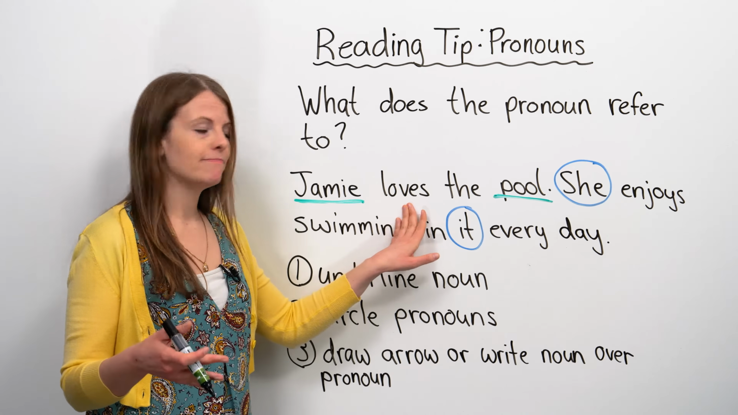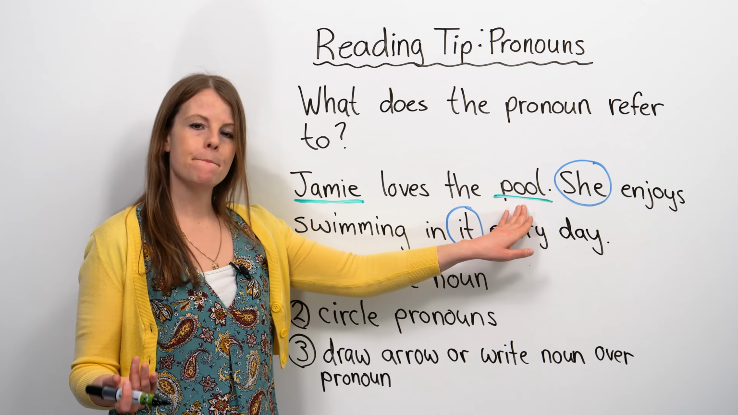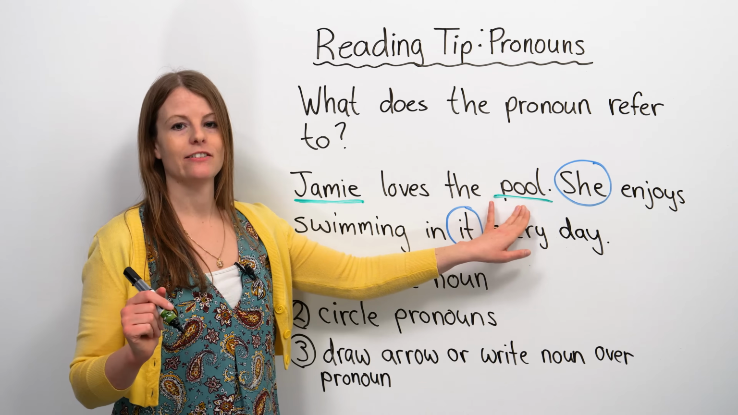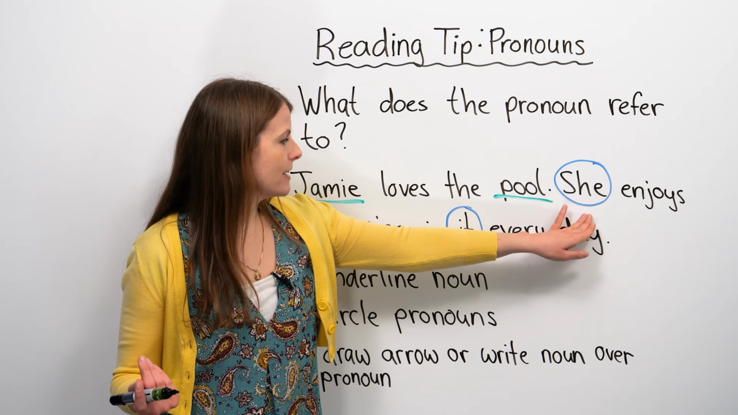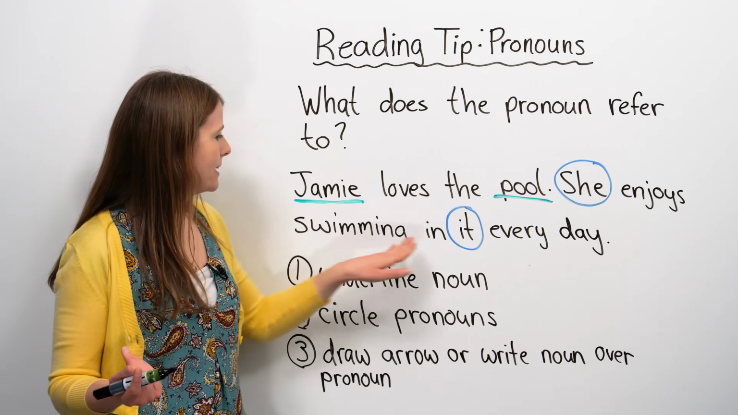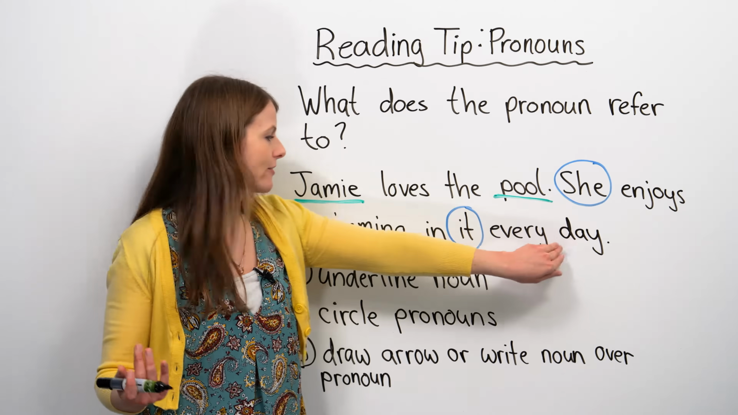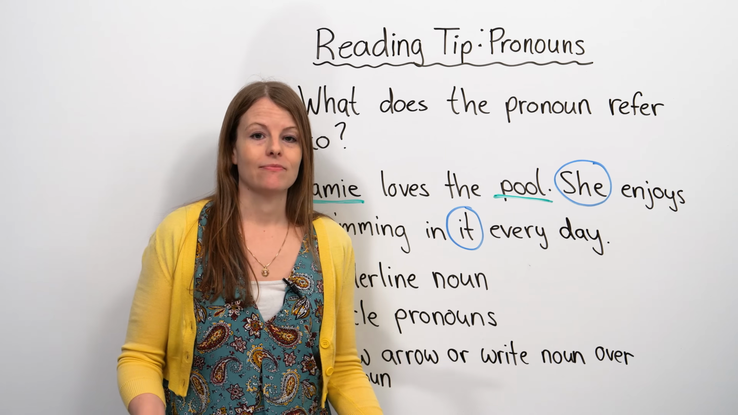Loves is a verb. The is an article. Pool. Pool is a place. So I've underlined the word pool. It's a noun. She, that's a pronoun, enjoys swimming in it every day. Day is also a noun, so I could also underline that. So I underline the nouns first.